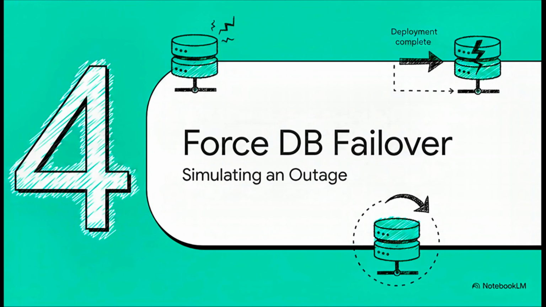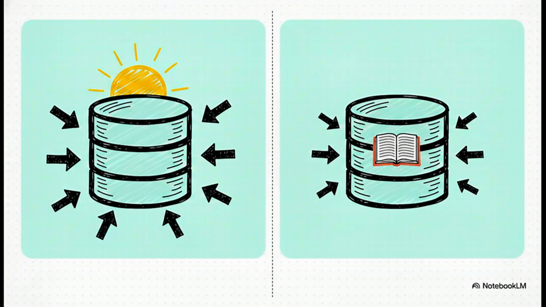Next up, Section 4, forcing a database failover. Before we touch anything or trigger any sort of failover, it is totally vital to verify your starting states. In the portal, your primary database should be listed as online, meaning it's fully handling all your read and write operations. Your brand new Geo-Replica, on the other hand, is just going to be listed simply as readable.